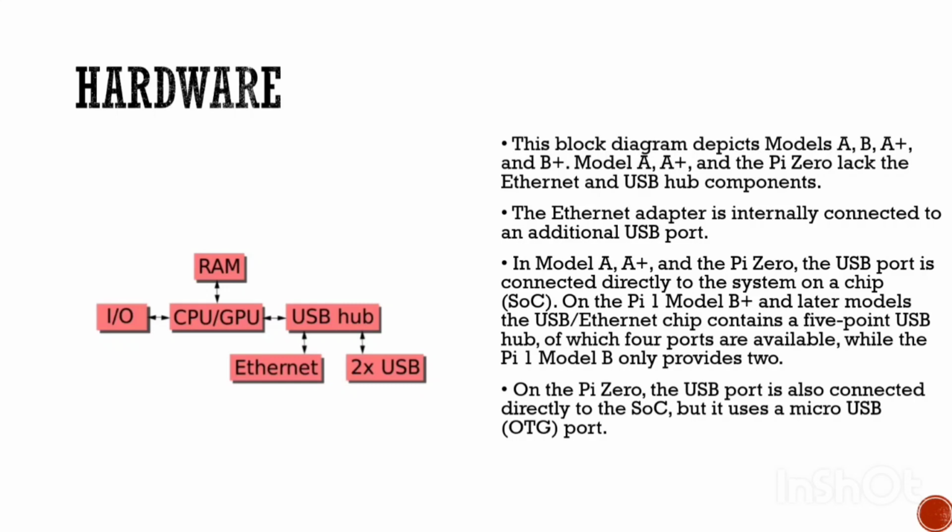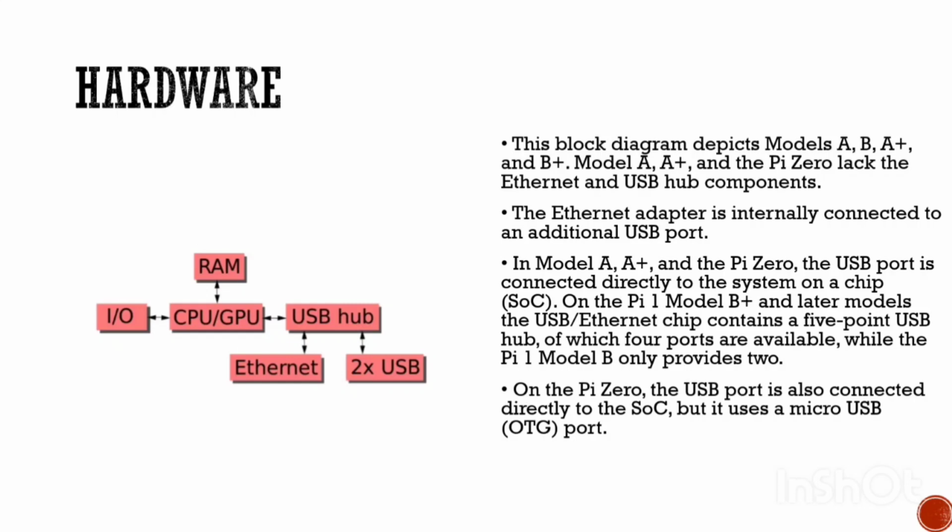Hardware. This is the hardware diagram: RAM, CPU or GPU, USB hub, Ethernet to USB. This block diagram depicts models A, B, A plus and B plus. Model A, A plus and the Pi Zero lack the Ethernet and USB hub components. The Ethernet adapter is internally connected to an additional USB port.